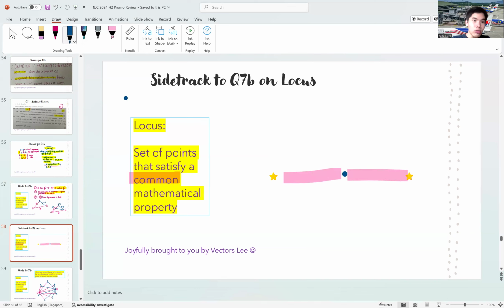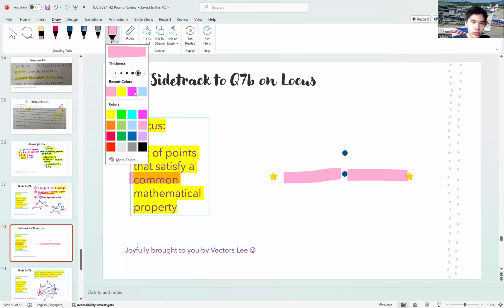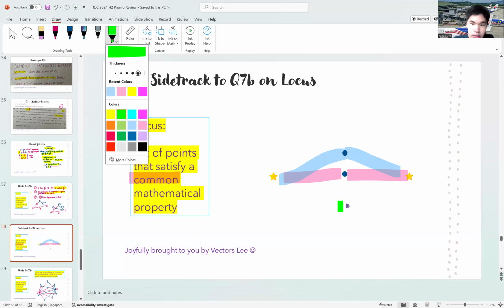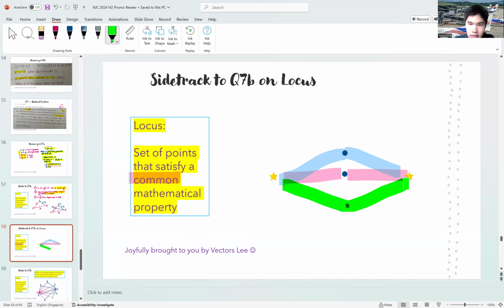But is that the only point? No. What if I took another point here, and then I draw the distance? See, this distance and this distance are the same. They form an isosceles triangle. But what if I take another point here? If I take my highlighter and draw the distance, this distance and this distance are going to be the same. Yet another isosceles triangle is formed.